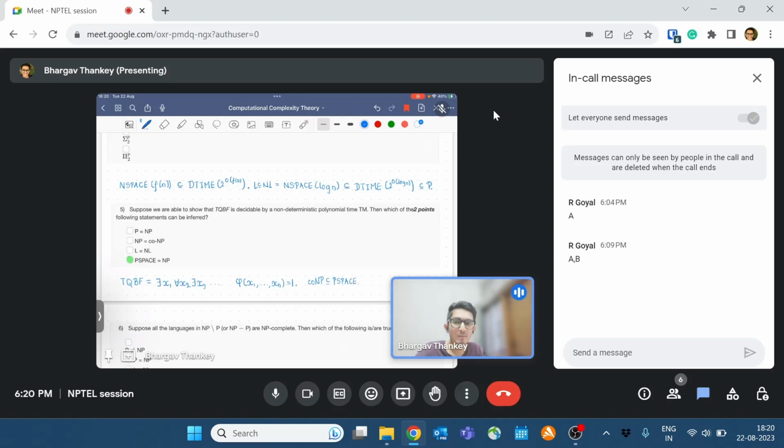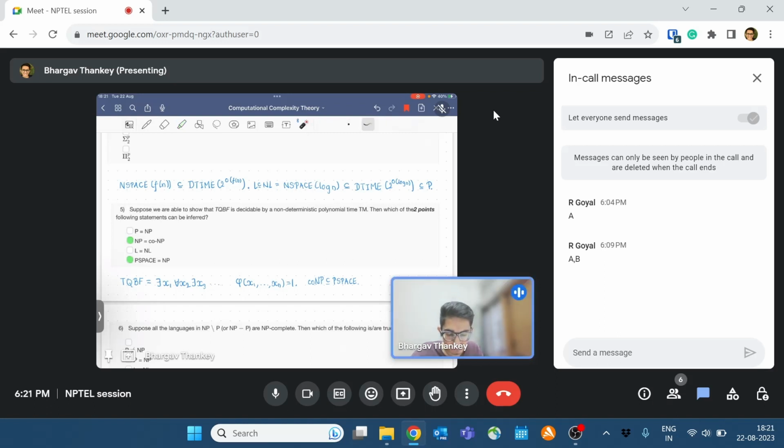In fact, the entire polynomial hierarchy is contained in PSPACE, right? So if PSPACE equals NP, then co-NP is contained in NP, right? I think we saw a couple of lectures back that that also means that NP is contained in co-NP. So that means both are the same, right? So both B and D are correct. Is this fine? It's a very interesting question.